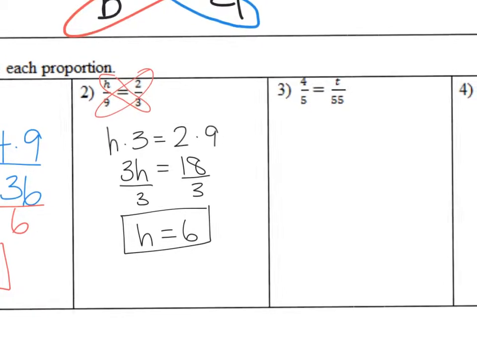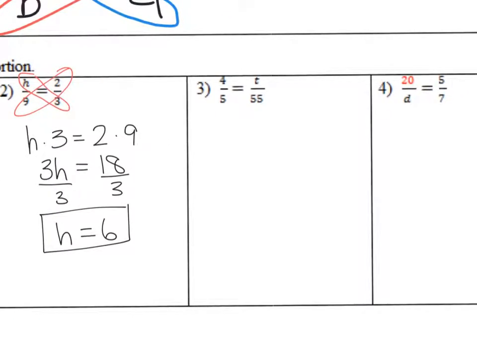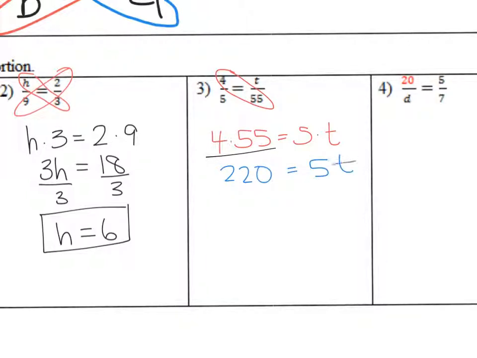And then number 3, circle the diagonals. 4 times 55 equals 5 times t. So 4 times 55. Well, 55 times 2 is 110. So 110 times 2 is 220 equals 5t. So I divide both sides by 5.